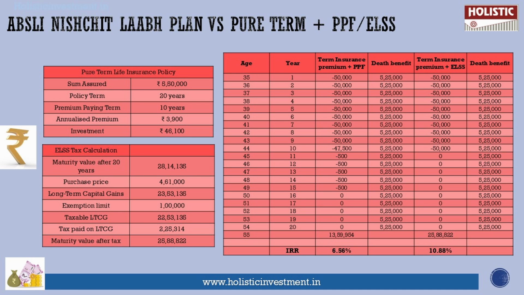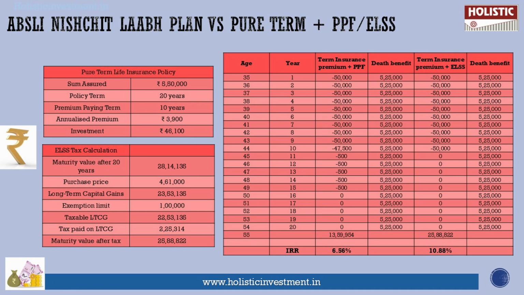If you look at the final maturity value of the PPF account, first we need to understand one thing: the PPF account requires a minimum contribution of 500 rupees per year for 15 years, but the policy term is only 10 years, right? So we have made some adjustments. For the remaining 5 years, we have made minimum contributions of 500 just to keep the PPF account running. The final maturity value in the PPF account is 13.59 lakh with an IRR of 6.56% when combined with a pure term policy. As you can see, compared to the ABSLI Nishchit Laabh plan, it's giving a higher maturity value with a higher IRR, which is a decent return compared to inflation in the market.